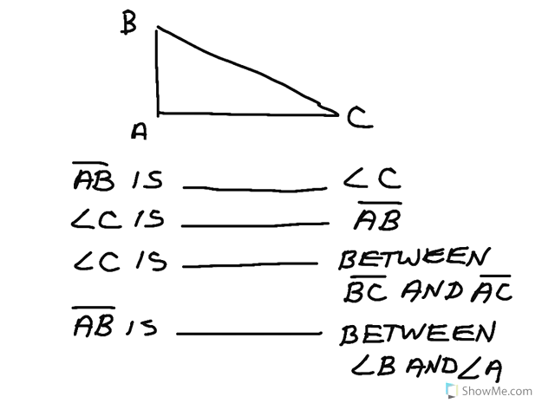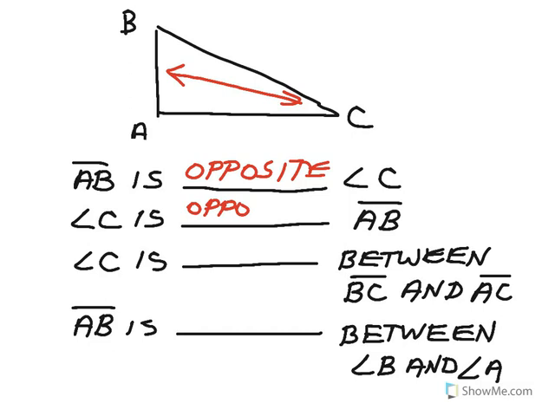So when I talk about side AB and its relationship to angle C, I notice that AB is across from angle C. So I say side AB is opposite angle C. And likewise, angle C is across from side AB. So angle C is opposite side AB.